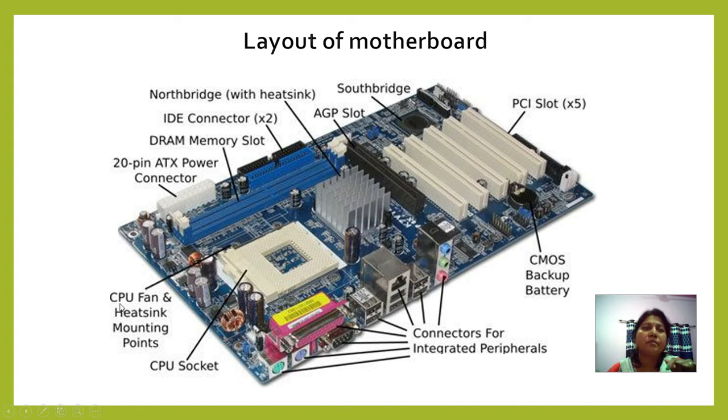Then the CPU fan and heatsink mounting point. And this is the place for the CPU socket, where the processor is to be mounted. Then, as you know, these two are your PS2 ports, and your serial port is there, USB is there, mic in, mic out. Now the RJ45 connector is there. These are nothing but your connectors for integrated peripherals.